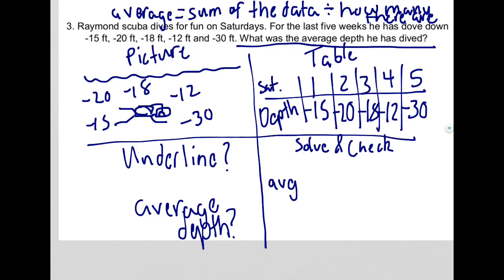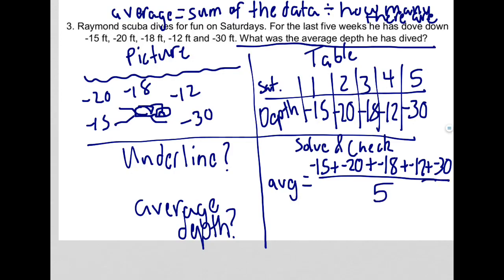So to find the average, I add up -15 plus -20 plus -18 plus -12 plus -30, and I'm going to divide it by how many of those there are, which are 5 numbers. So I'm going to add up all the absolute values. I'll start with 15 plus 20. 5 plus 0 is 5, 2 plus 1 is 3, 35. Then I'll add 18 plus 12, 2 plus 8 is 10, 1 plus 1 plus 1 is 3, that's 30.